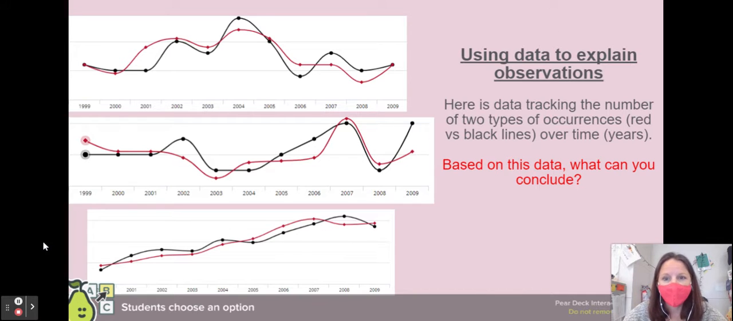Here are 3 graphs, and on these graphs there are 2 types of occurrences that are happening. One is the red line, one is the black line. Just looking at this data, which is over time, the x-axis would be time and the y-axis would be the number of occurrences. And again, these are 2 different types of things. Based on the data that you're seeing in these graphs, what can you conclude between occurrence type red line and occurrence type black line? Then you're just going to fill out your answers there.